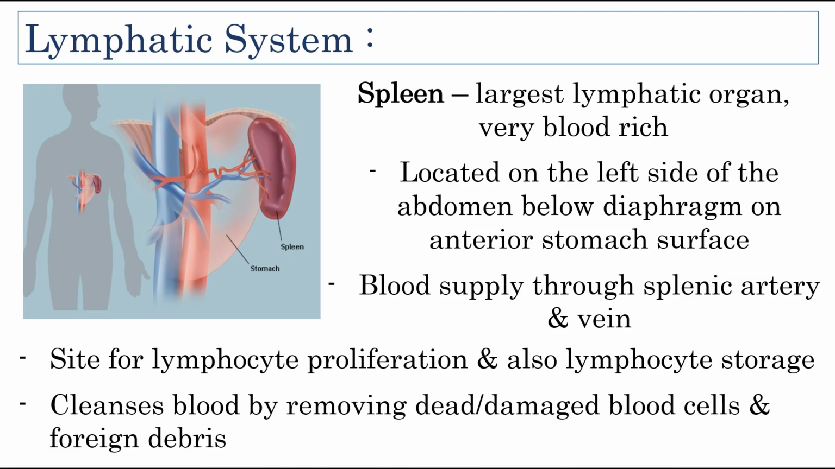The spleen, this guy is our largest lymphatic organ. He is very, very rich with blood because his job is so intertwined with the destruction of red blood cells as well as maintaining iron and hemoglobin levels. This is located on the superior surface of the stomach, a little bit more towards the front, and it's on the left side of the body. It's supplied with a splenic artery and vein. This is another site for lymphocytes to hang out, wait for that blood to come through and be filtered.